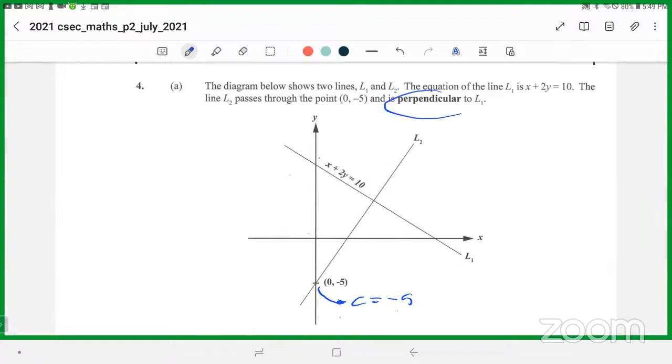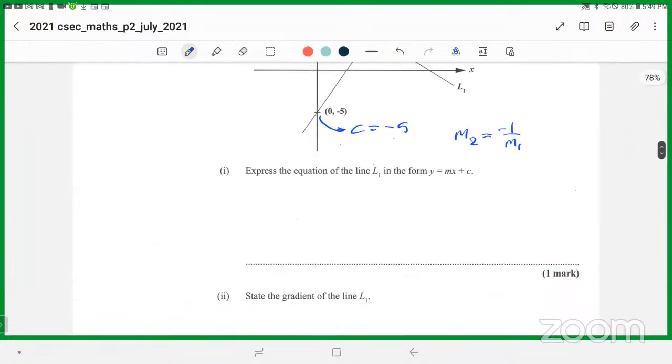But they said perpendicular to L1. So these 2 lines are perpendicular. So it means that the gradient of line 2 is equal to -1 over the gradient of line 1. You know that right away. That's negative reciprocal gradients, right? All right. Let's see what we need to do now. It says express line 1 in this form. So in other words, put it in the standard form. Make y alone the subject. Because when you do that, you are able to see the gradient and the y-axis intercept of line 1.